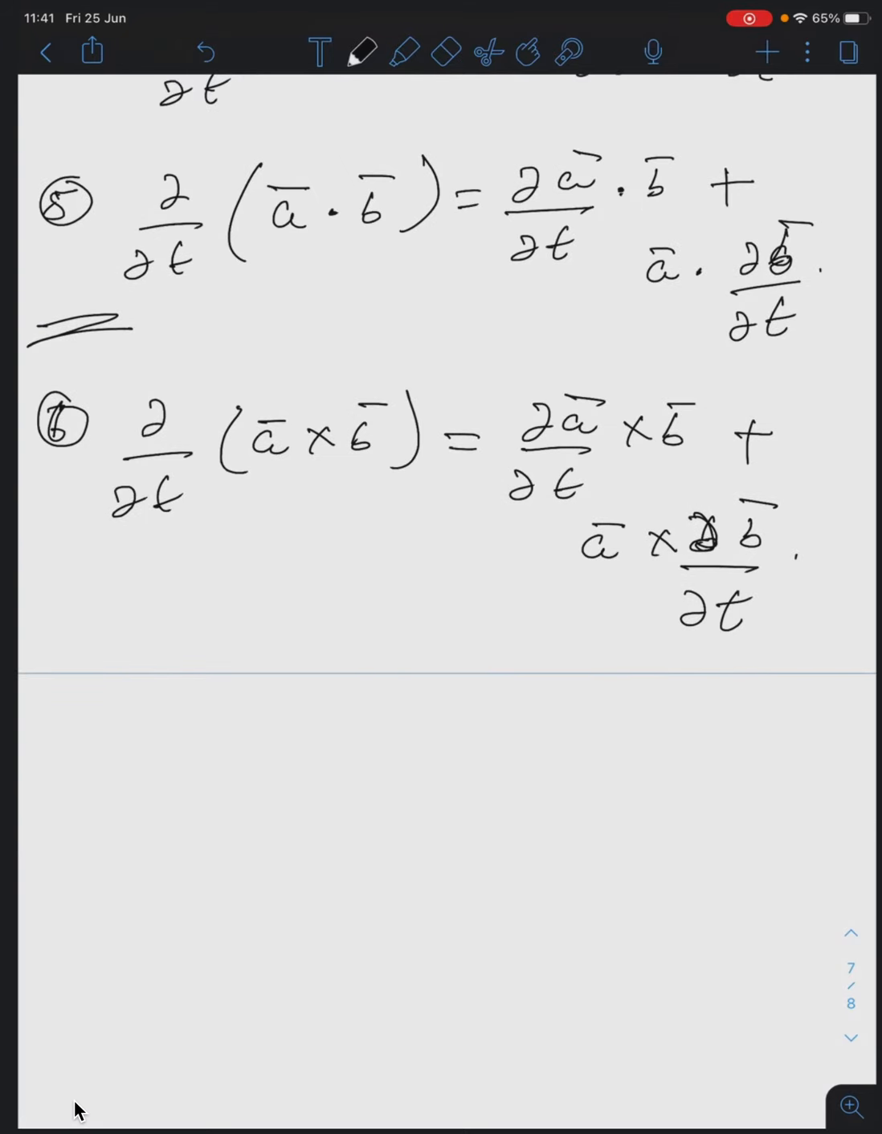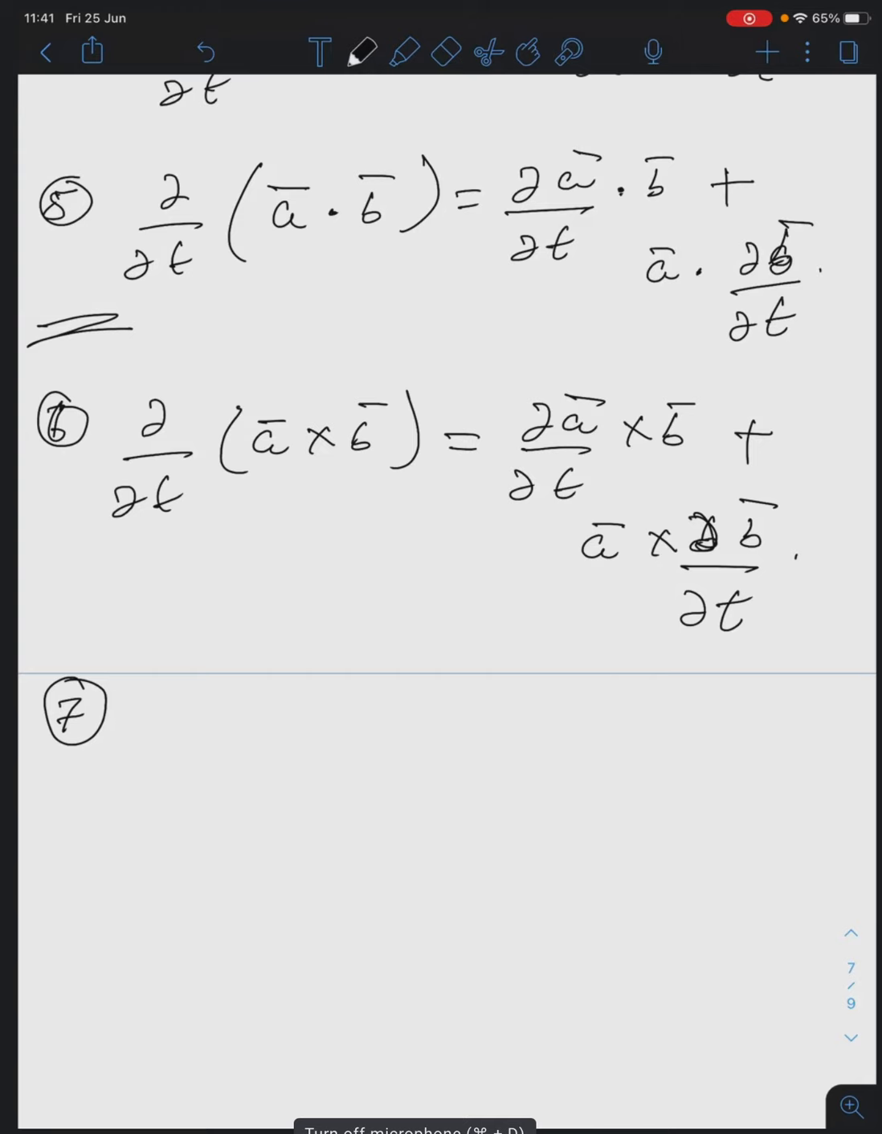And you should know the values of i dot i, j dot j, k dot k. What is i dot i? I dot i is 1, j dot j is 1, k dot k is 1. But i dot j is 0. I with the remaining two, it will be 0 dot product.